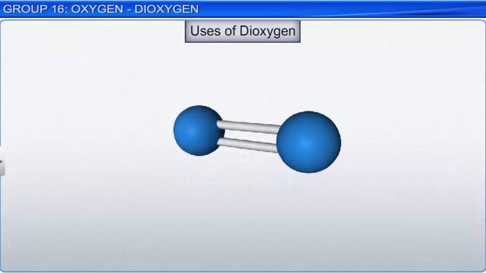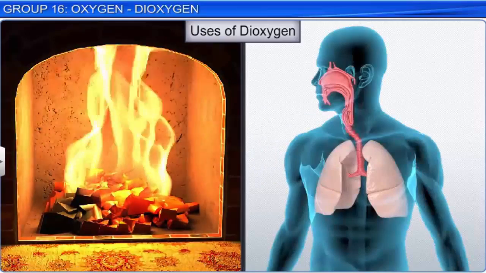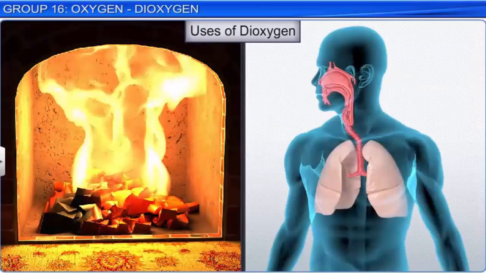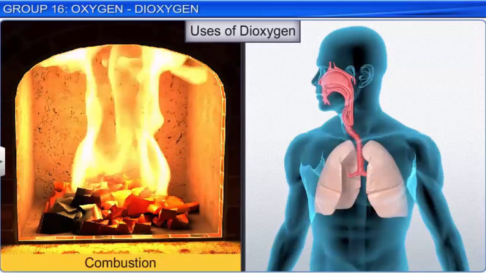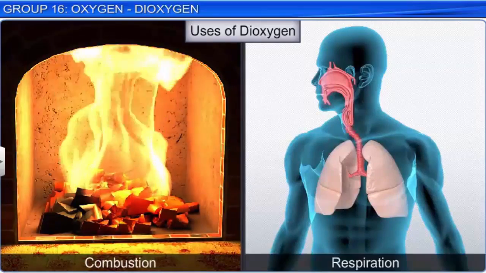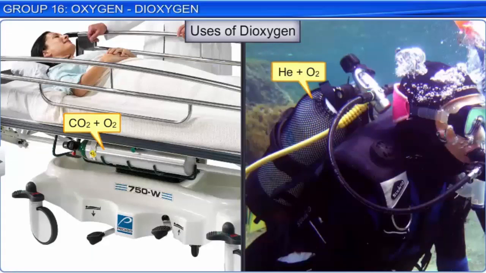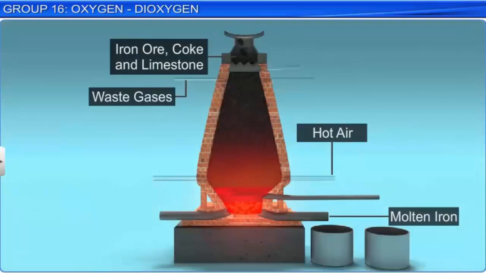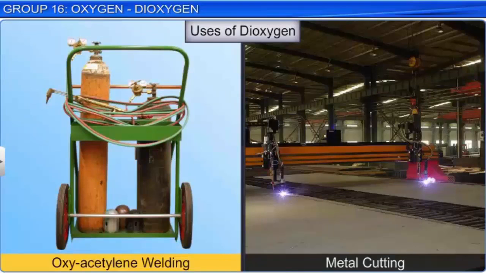Now let's look at the uses of dioxygen. The main importance of dioxygen lies in its support to vital processes, such as combustion and respiration. Dioxygen mixed with carbon dioxide or helium is used for artificial respiration. It is used in the manufacture of many metals. It is used in oxyacetylene welding and metal cutting.